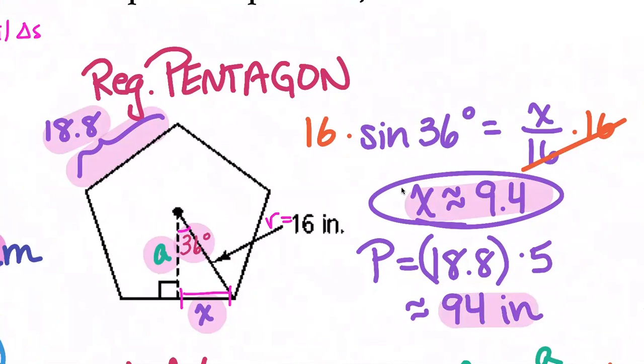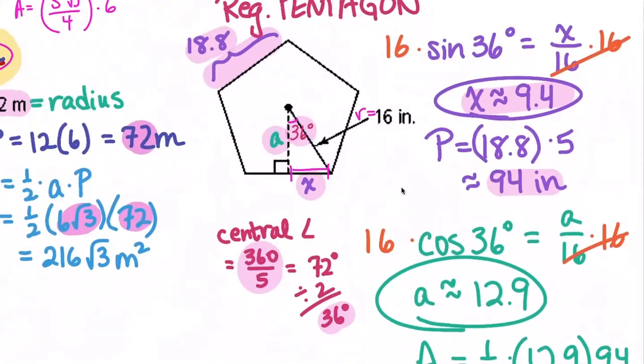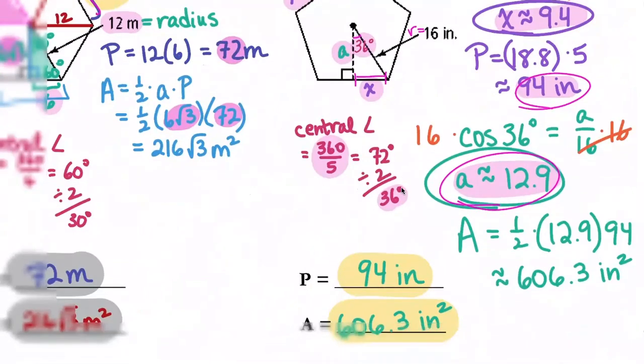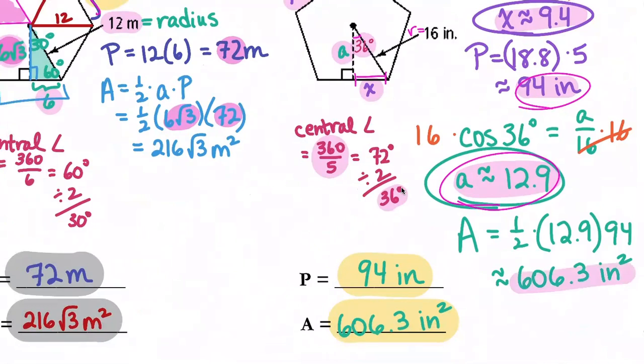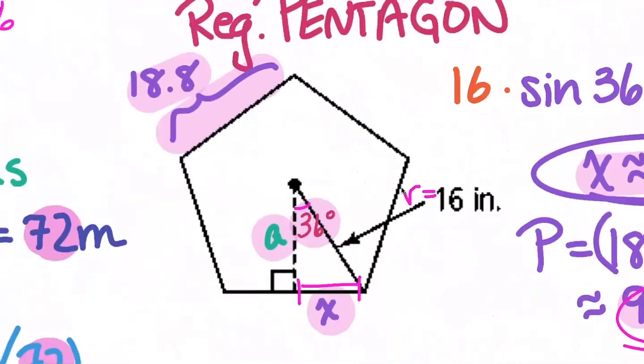Now to do the area, I'm going to do 1/2 apothem perimeter. So that means I need to find the apothem. So I'm going to do the cosine of 36 is A over 16. So I'm doing cosine of 36 is A over 16. And I'm getting 12.9 for the apothem. Area is 1/2 times the apothem, which is 12.9, times the perimeter, which is 94. So 1/2 apothem perimeter would give me, round to the nearest tenth, 606.3.